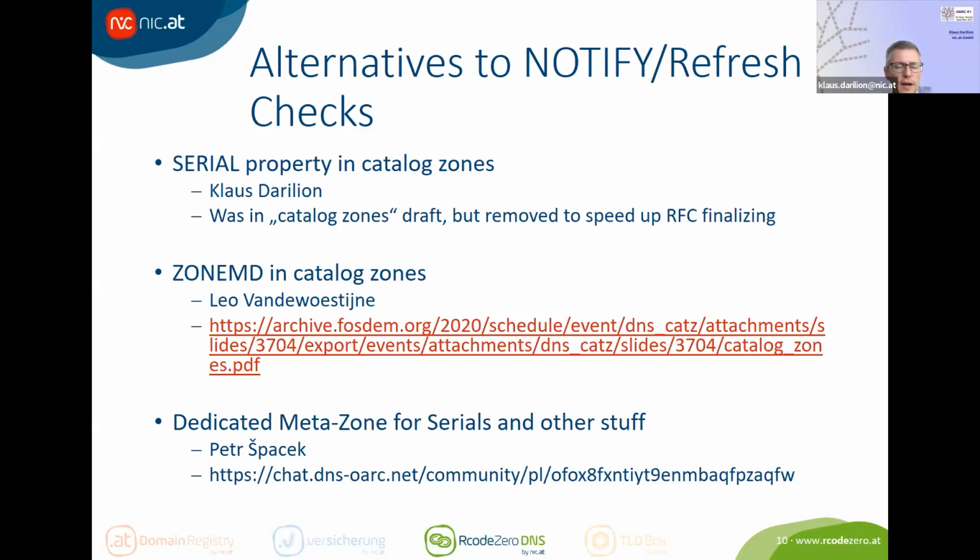There was also another idea presented by Leo at FOSDEM. I have referenced it here. It is somehow similar, but his idea was not using serial, but the zone MD of a zone. So you could not only see if it changed, but also have a hash to see if the transfer was successful.